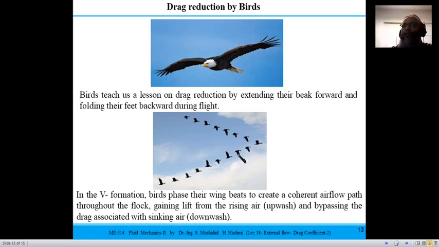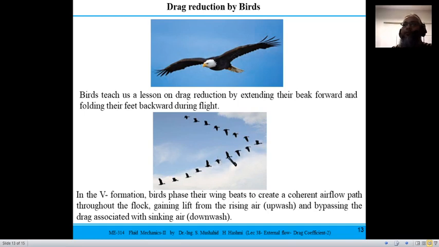This drafting is one of them, and for birds in long distance flying, what they do is they change their formation. Once the one in front becomes tired, it goes to the back of the queue, and the next one comes to the front place. In this way they change their energy, and the energy is distributed among all birds.